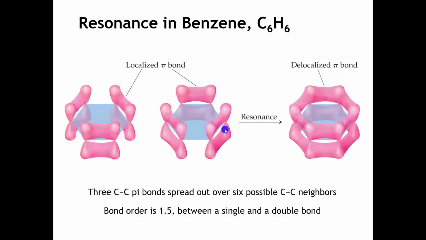The best picture, the true picture, is one where actually that pi bonding is totally delocalized around all of the hexagonal ring, okay? So we have 3 pi bonds, but they're spread out or shared by 6 different carbon-carbon neighbors. So in this case, we can say the bonds are about halfway between a single bond and a double bond. And when we look at their bond length or their bond strength, we would see that that's basically true.